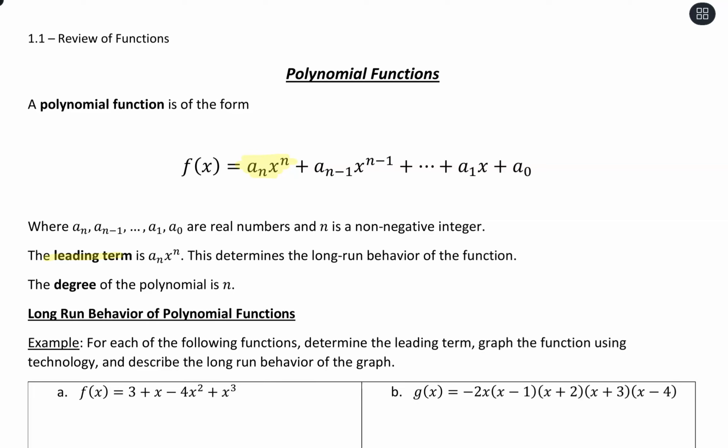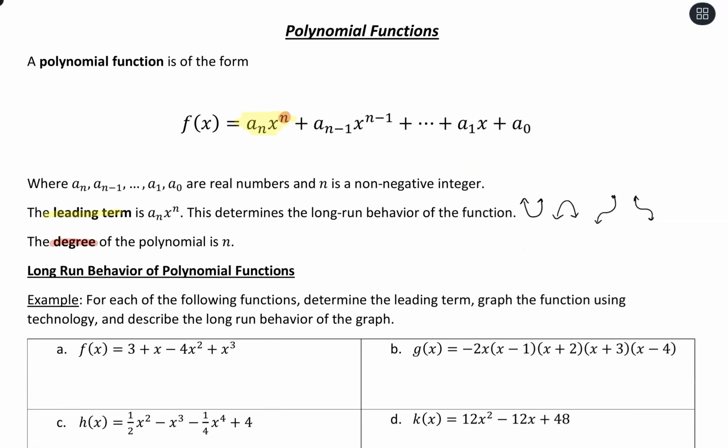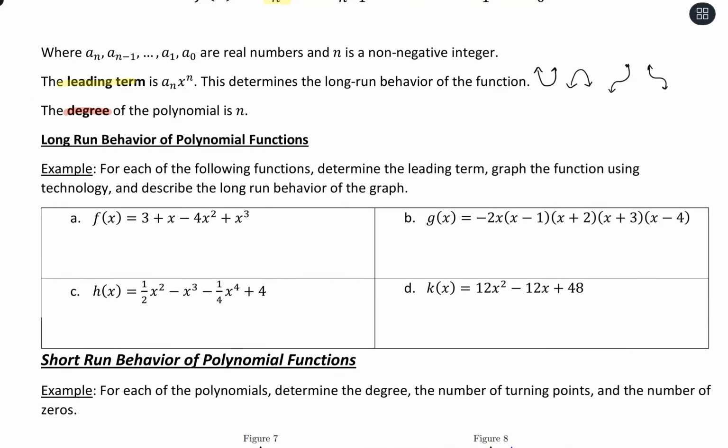Some different forms that we'll see is when it's a parabola opening upwards or downwards, or increasing or decreasing in terms of long-run behavior. We'll get that from the leading term. And then the degree of the polynomial comes from that exponent on the leading term. So let's talk about how we can determine that long-run behavior, finding that leading term, and going from there.